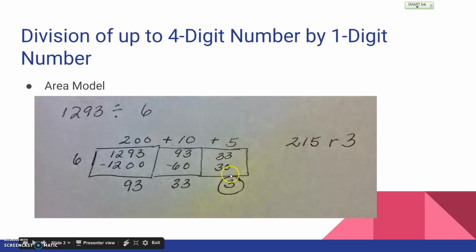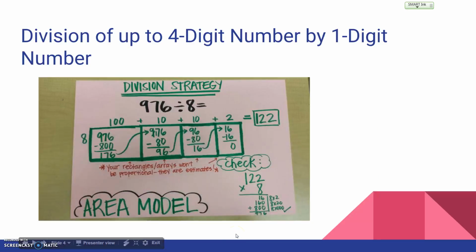I only have 3. So then I look at how many groups I've made. I made 200 groups, then 10 groups, then 5 groups. So I made 215 groups of 6, and I had 3 left over. So my answer is 215 with a remainder of 3. And this is called the area model.